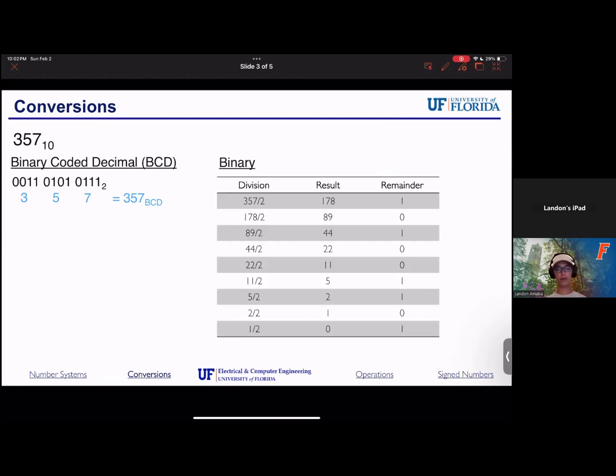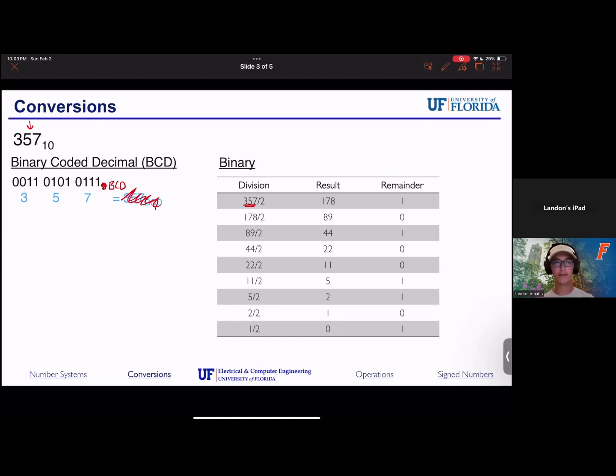So now if we have this base 10 number, 357, and we want to convert it to binary, you take the number, so 357, and actually, let me fix a quick error. This would actually be 357 base 10, and then this, instead of base 2, this would be BCD, right? So this indicates what base it's in. Yeah, sorry about that error.